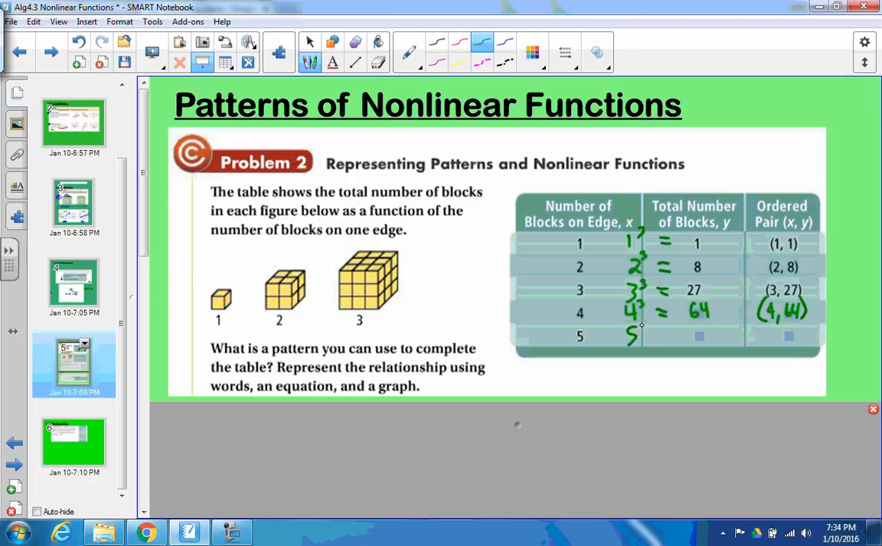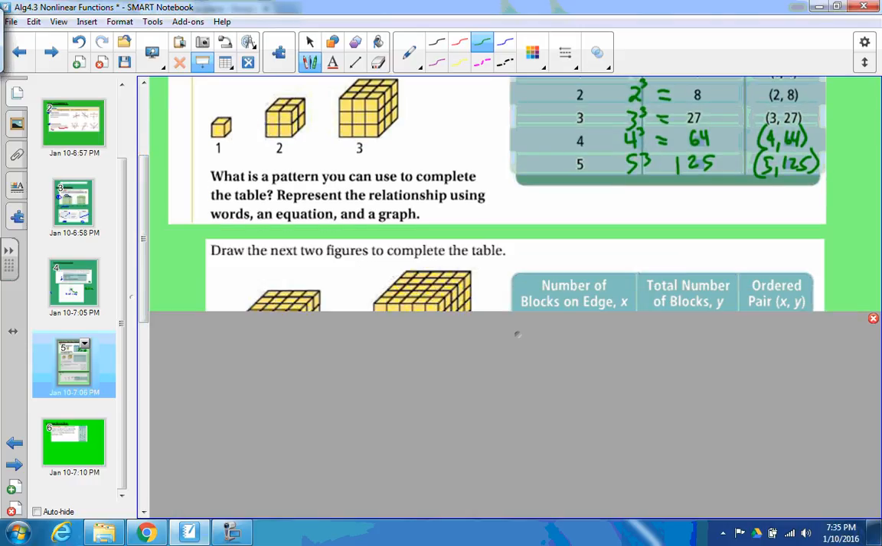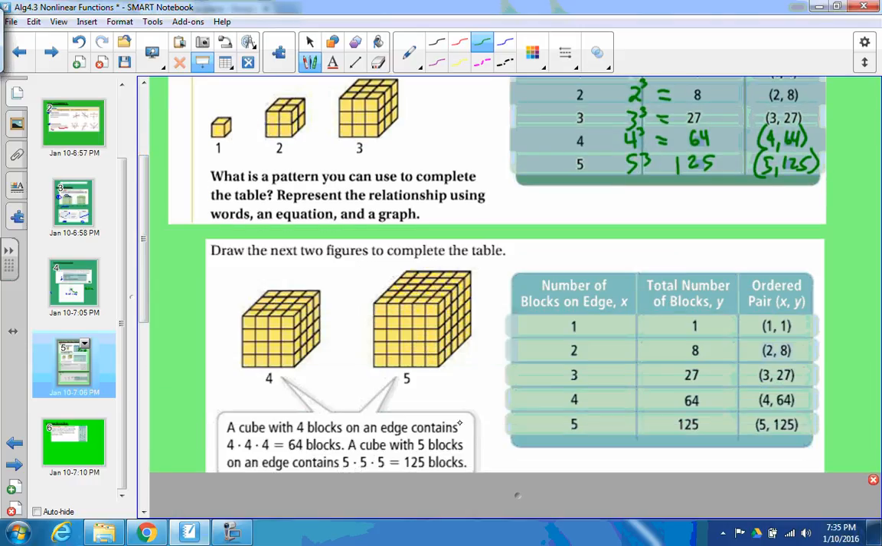5 cubed would be 125. So that'd be 5 and 125. So the y values are getting big really fast. So let's represent that a few different ways. We have our table then. We filled it in with a table.